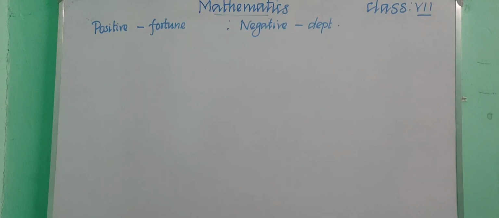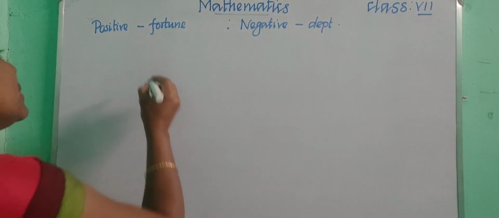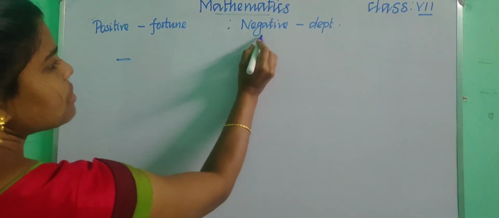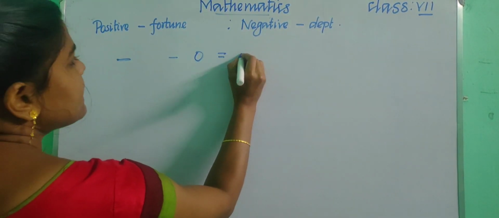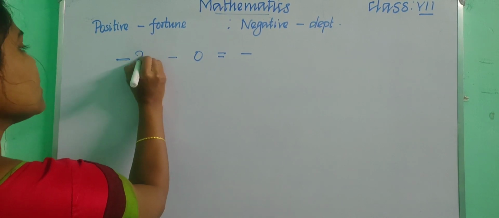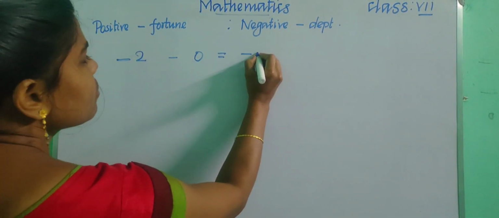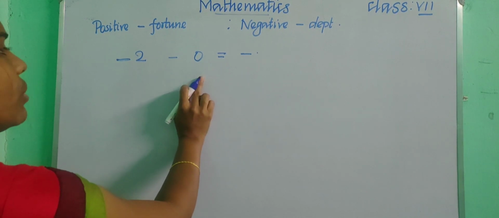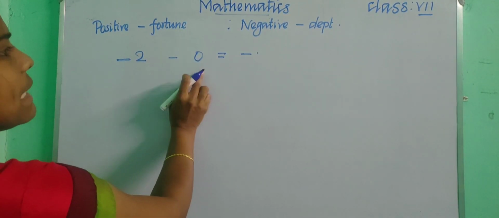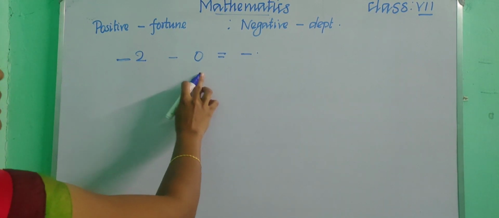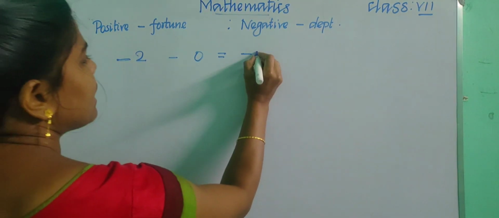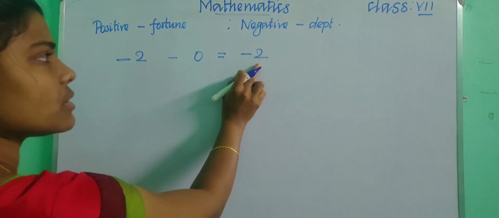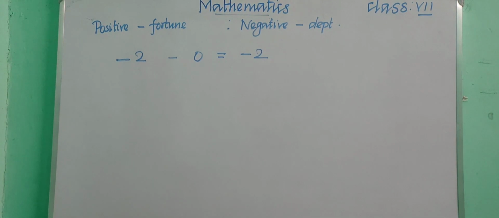So debt minus 0, right? Debt means negative integer. Negative integer minus 0 equals debt. If you consider minus 2 minus 0, what will you get? Minus 2, right? So the answer we are getting is also a debt. Is it, children? So that is the first rule Brahmagupta had given.